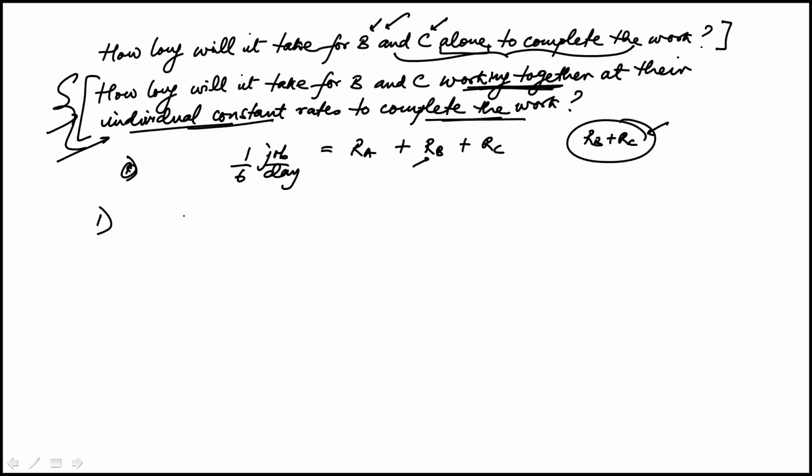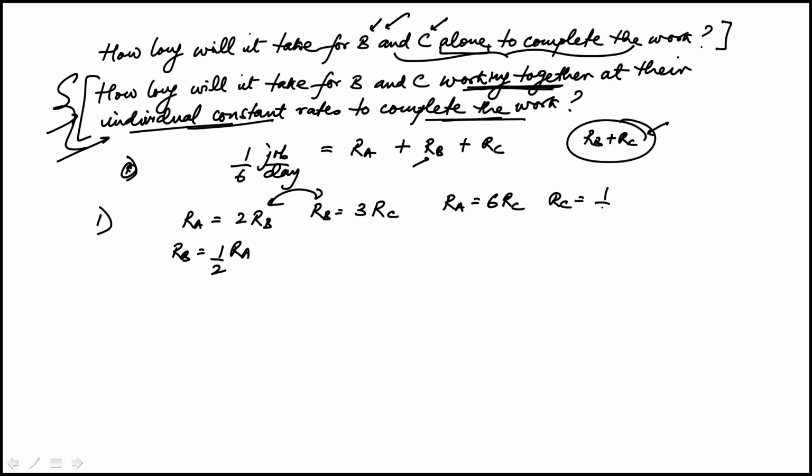So start with statement 1. It says A is twice as efficient as B. So that means the rate of A is twice that of B. And then the rate of B, because it's 3 times as efficient as C, would be 3 times that. So you can see that from this, I can figure out the rate of B is half that of A. And then if I combine these two equations, you will get RA is 6 RC, or RC is RA/6.